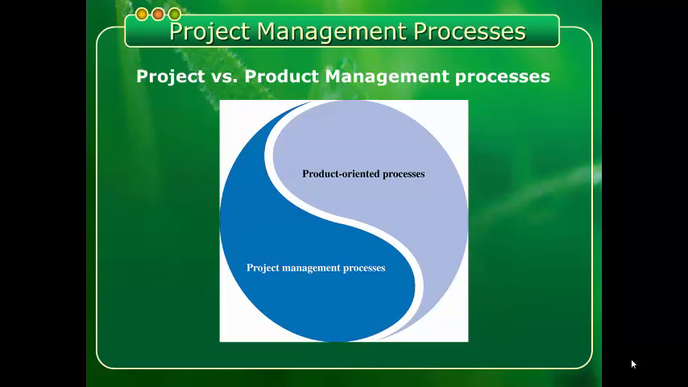So as we can see here, under project management process, we have project versus project management process. As you can see, we have an example of a yin and yang. Maybe it means that one cannot exist without the other. At the upper portion, we have the product-oriented processes, and at the bottom, we have the project management process. So both of them should coexist with each other.